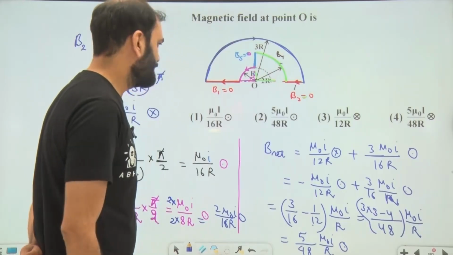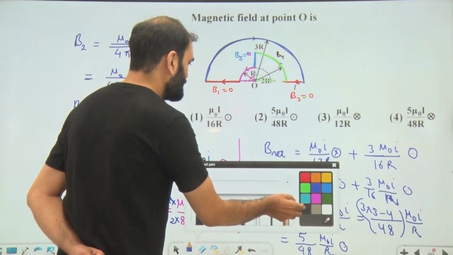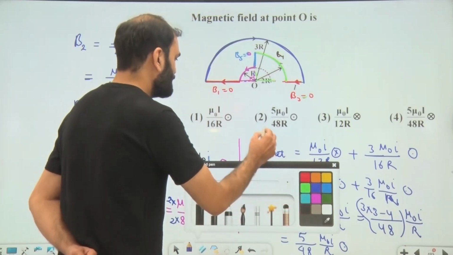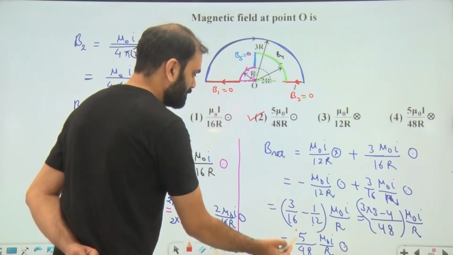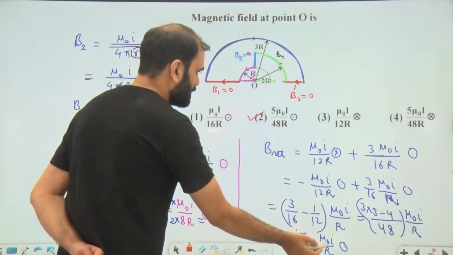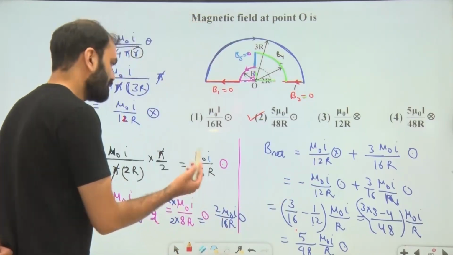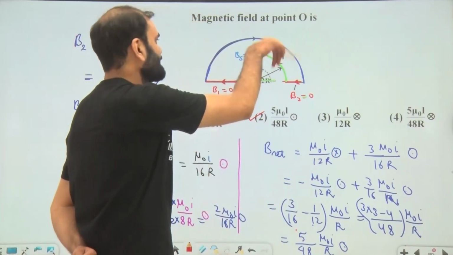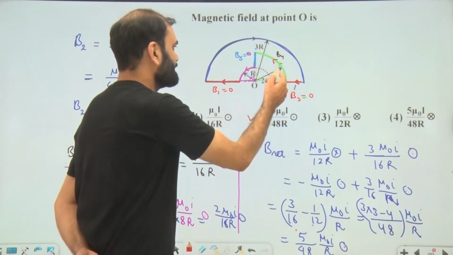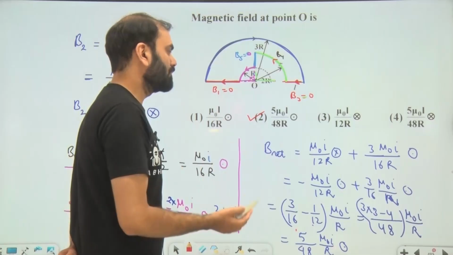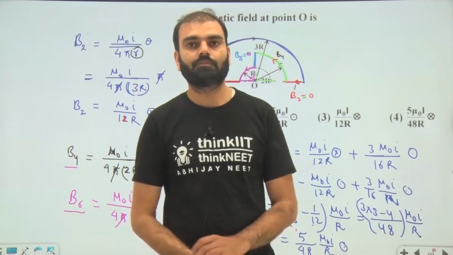So this matches option number 2, which is the correct answer of this question: 5 upon 48 mu naught into I upon R, with the direction outward. This is because the inward field is from the part whose radius is larger, so it is smaller, and the rest are outward, with a smaller radius and hence a larger magnetic field. So option number 2 is the correct answer. Okay, thank you.